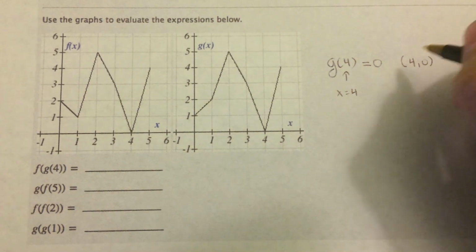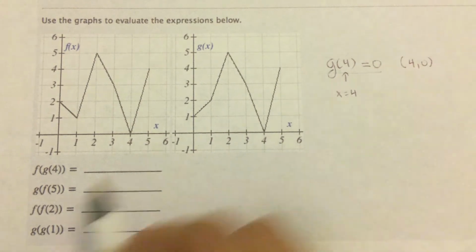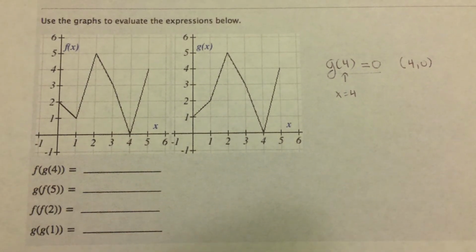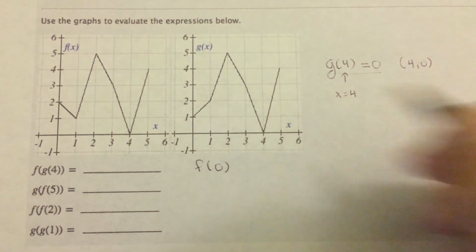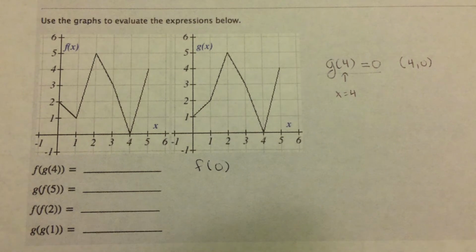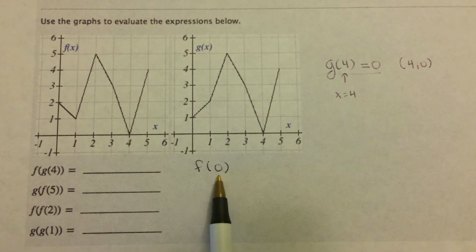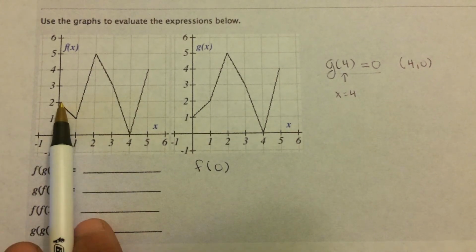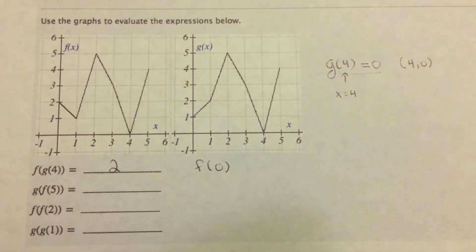Okay, now the point is, though, that g of 4 equals 0. And they want us to find f of g of 4. So what they're really asking us is to find f of 0. So we're going to go to the f graph now and look at where x equals 0 and figure out what the y value is there. So x equals 0 right here, and in that case the y value is 2. So the answer to this is 2.